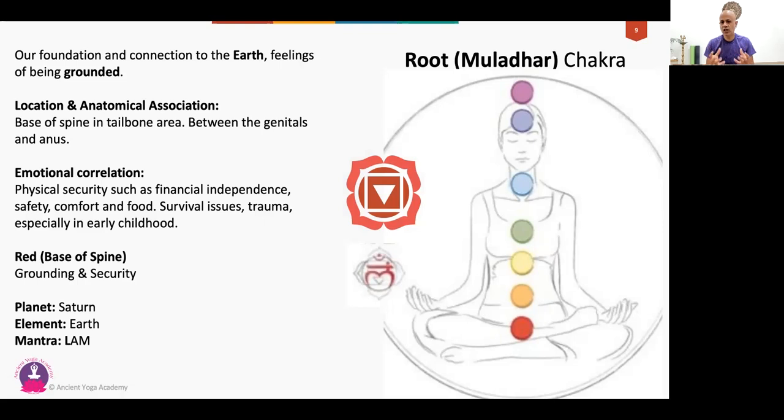Right now you just understand that this symbol represents the 4 petals of a lotus. Outside you will see, inside a circle, then a square, and the triangle, and inside you will write a mantra called lung, LAM. Each chakra has its own mantra, or we call it bija mantra, seed sound, seed mantra.